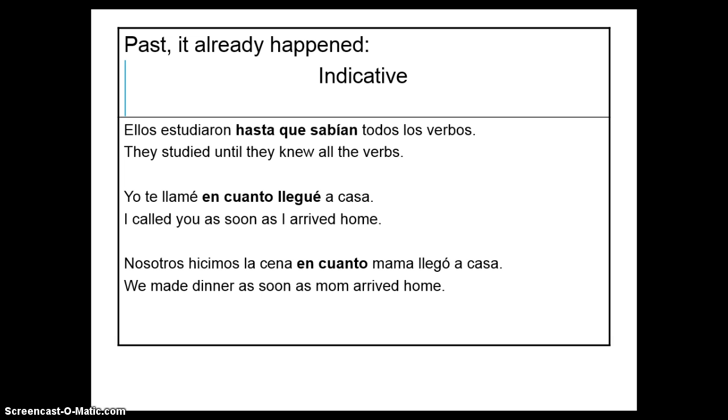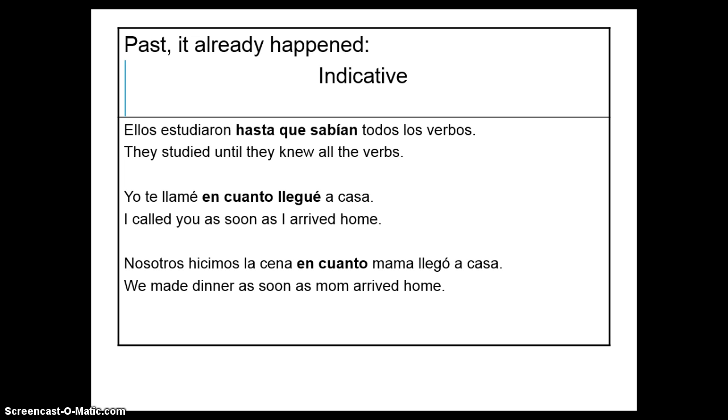If it's something that's already happened, obviously we're going to use the indicative because we can say for certain that it has already happened. Ellos estudiaron hasta que sabían todos los verbos. They studied until they knew all the verbs. They studied in the past. They did it until a certain point in the past. Both clauses happen in the past, therefore we can use the indicative.